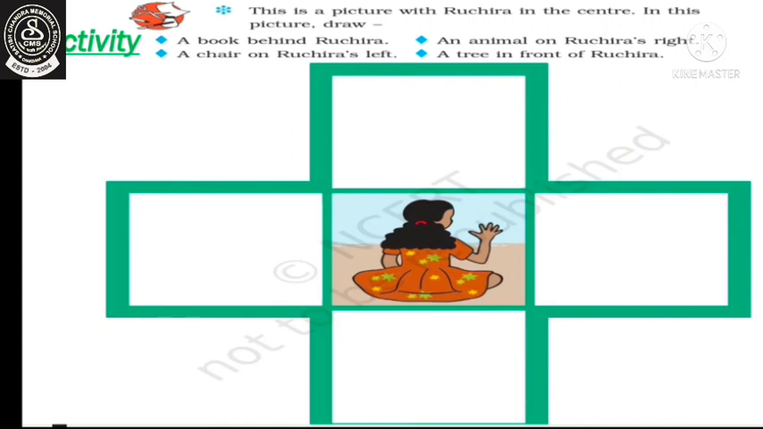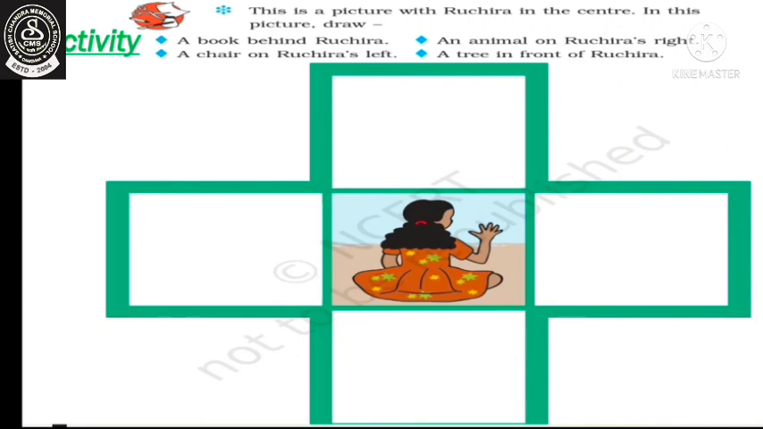Let's read the question once again. This is a picture with Ruchira in the center. In this picture, we have to draw some things. What do we have to draw? First, we have to draw a book behind Ruchira. So at first, you have to find which is behind Ruchira. What else do we have to do?